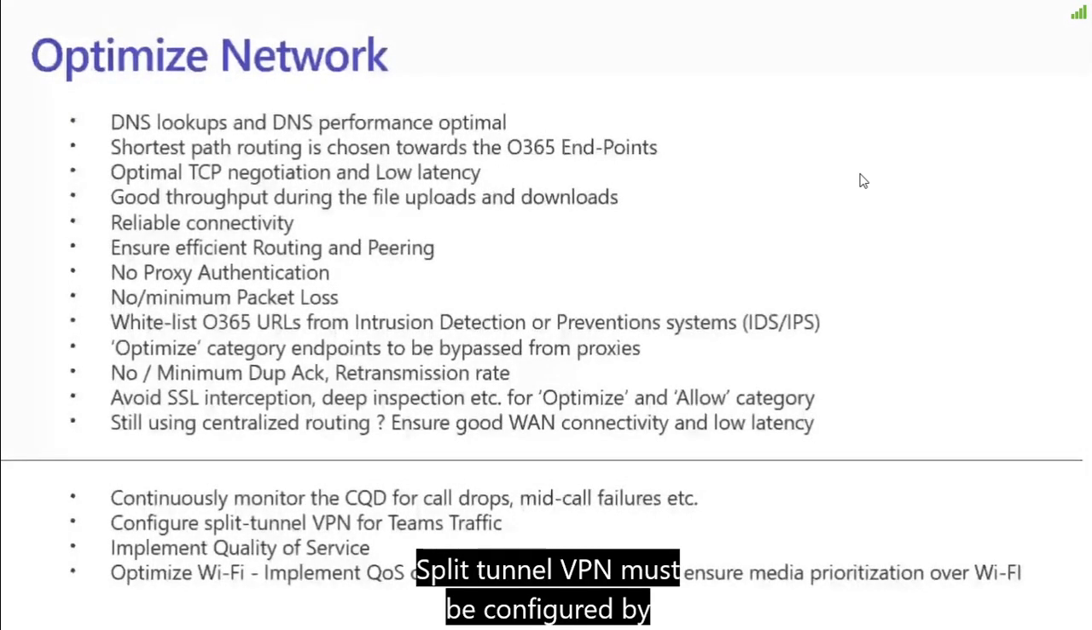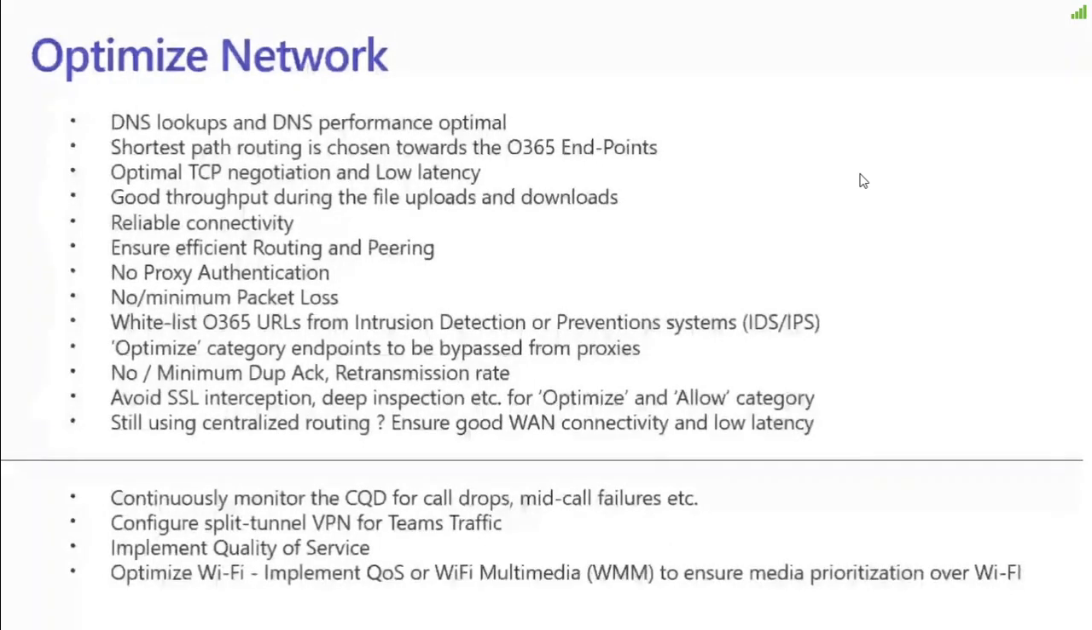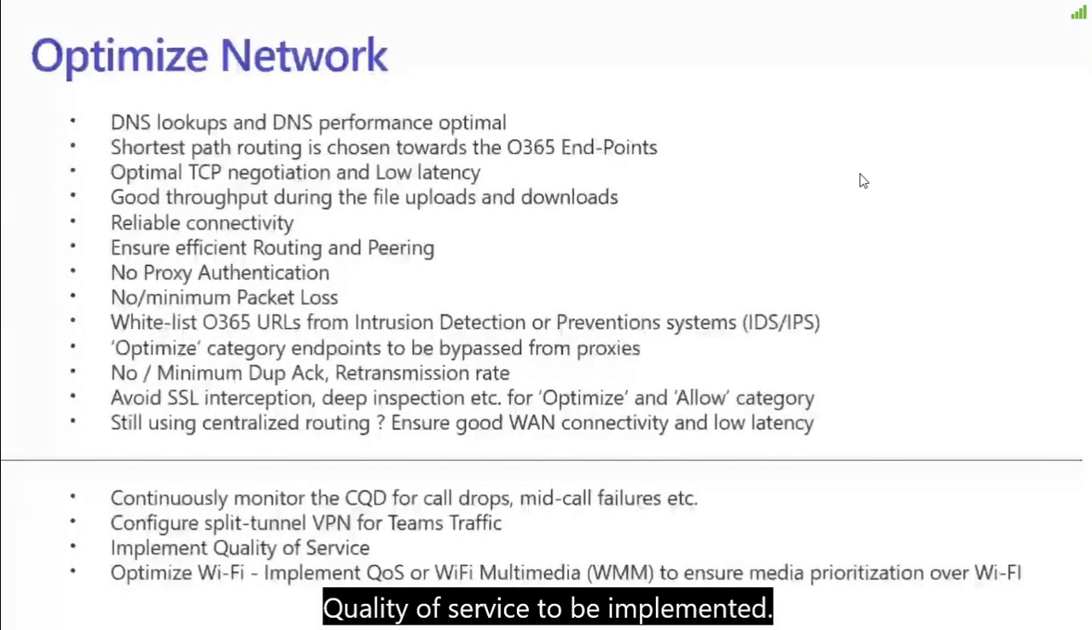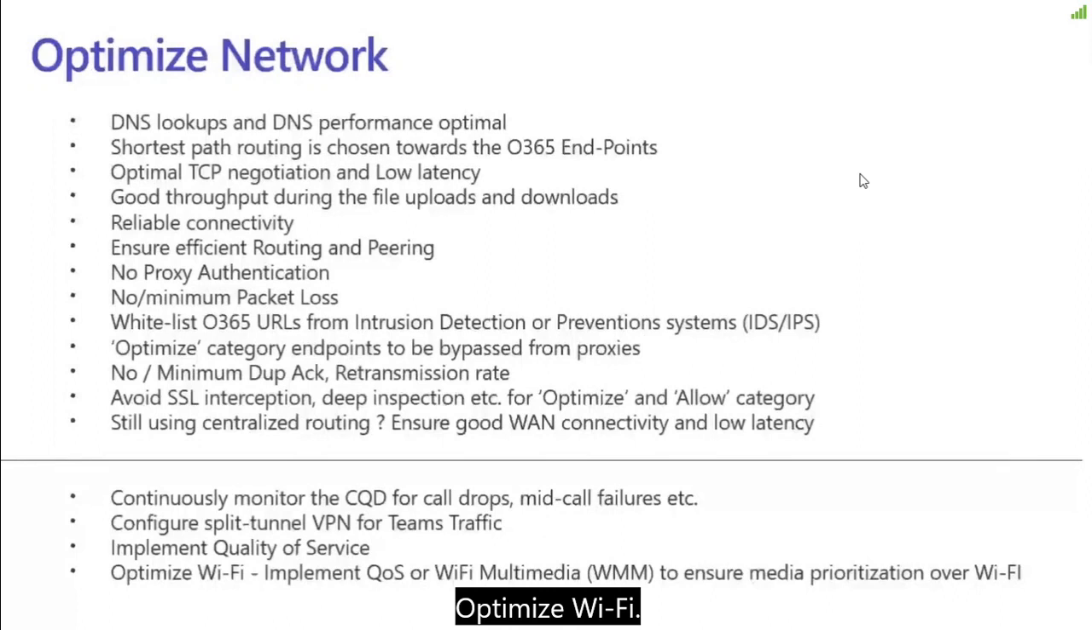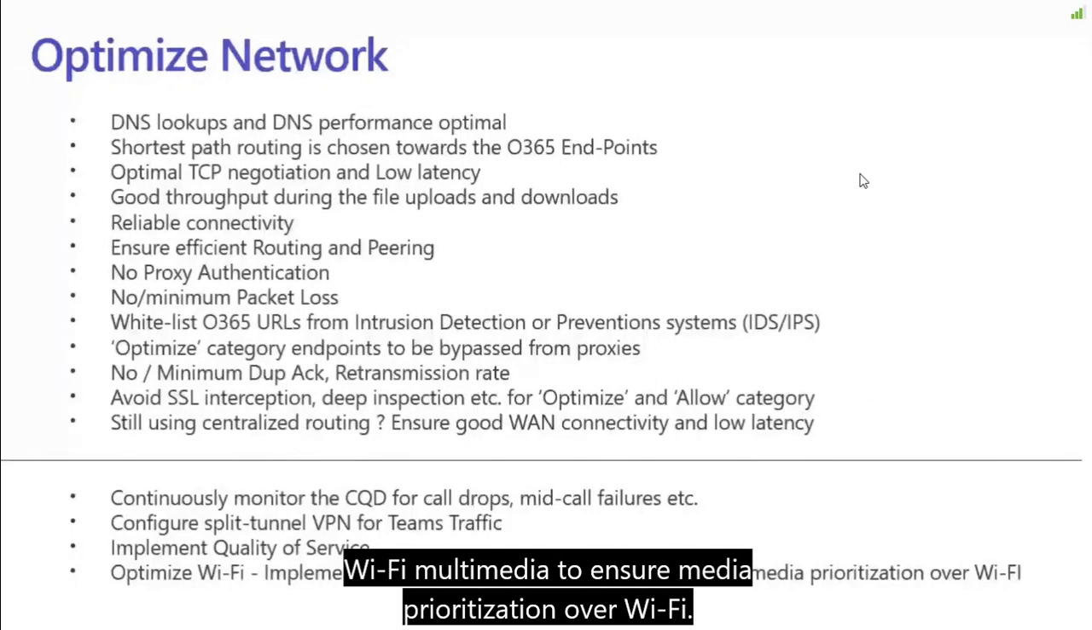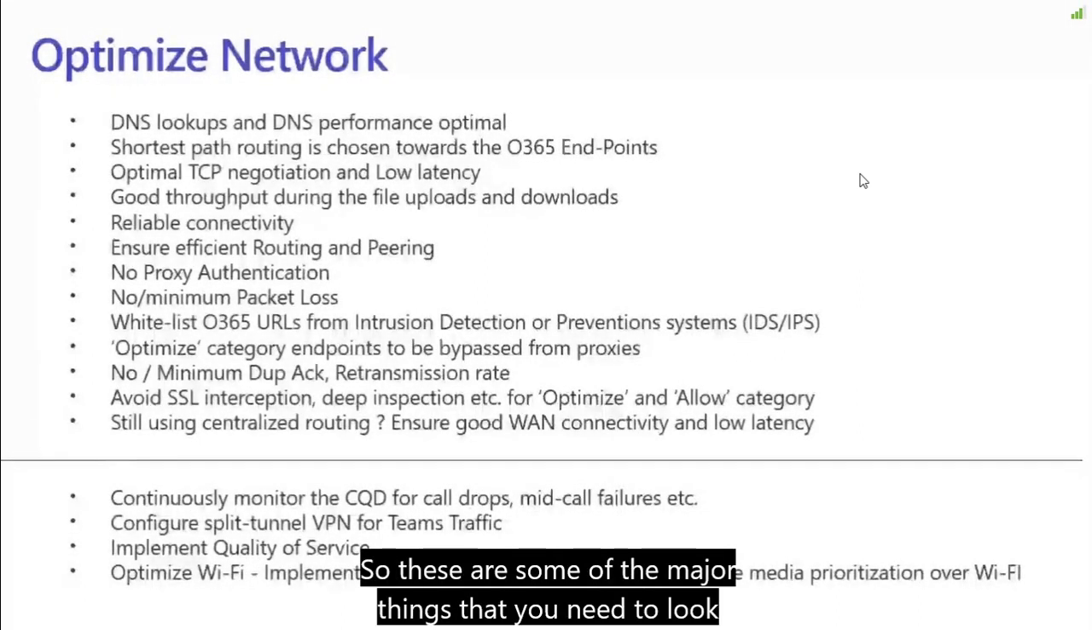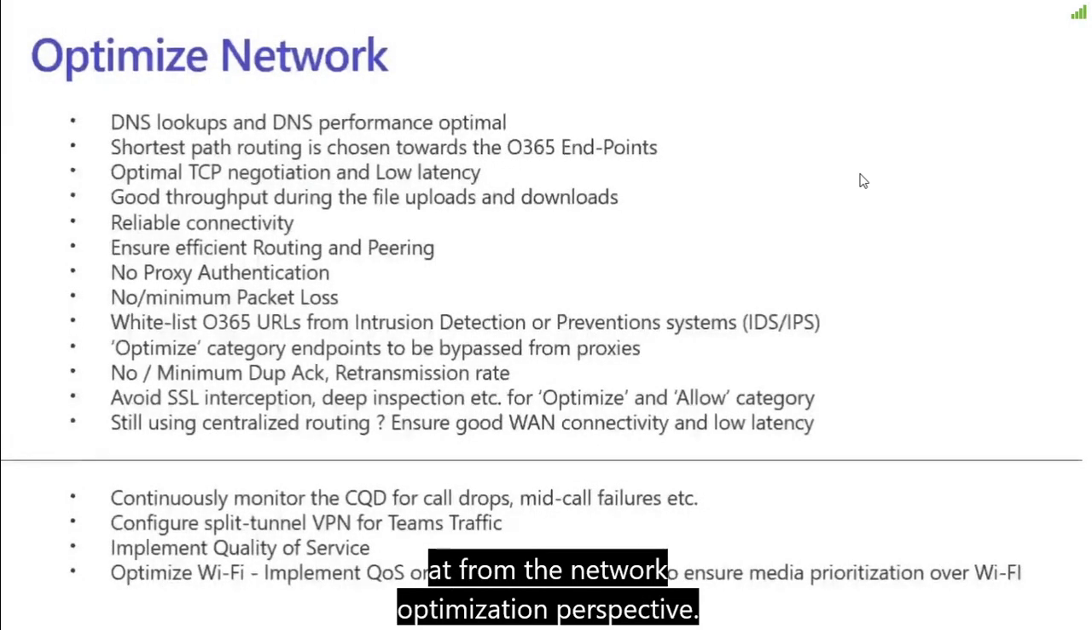Split tunnel VPN must be configured, bypassing VPNs for all the calls from Teams. Quality of service to be implemented. Optimize Wi-Fi. Implement quality of service for Wi-Fi multimedia to ensure media prioritization over Wi-Fi. So these are some of the major things that you need to look at from the network optimization perspective.